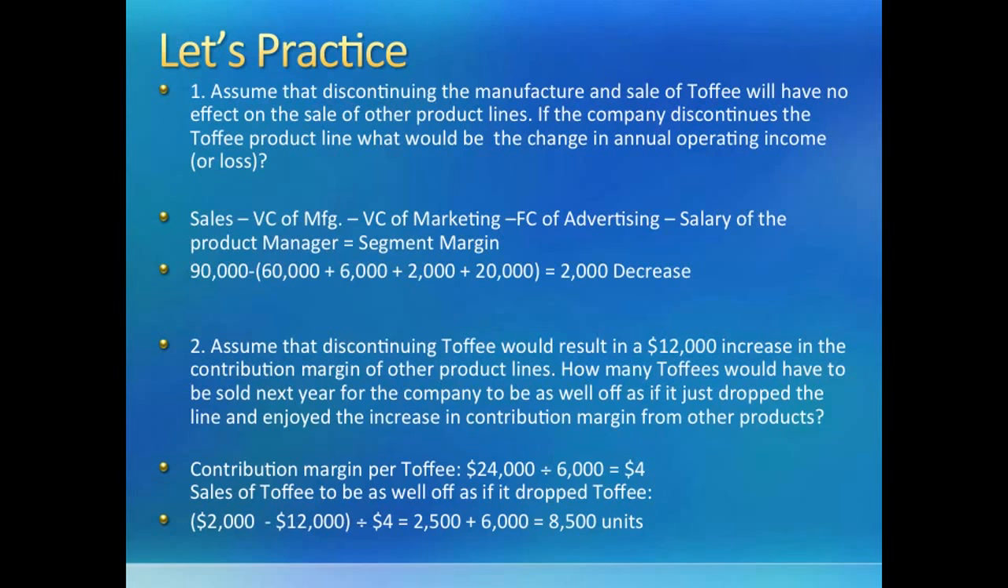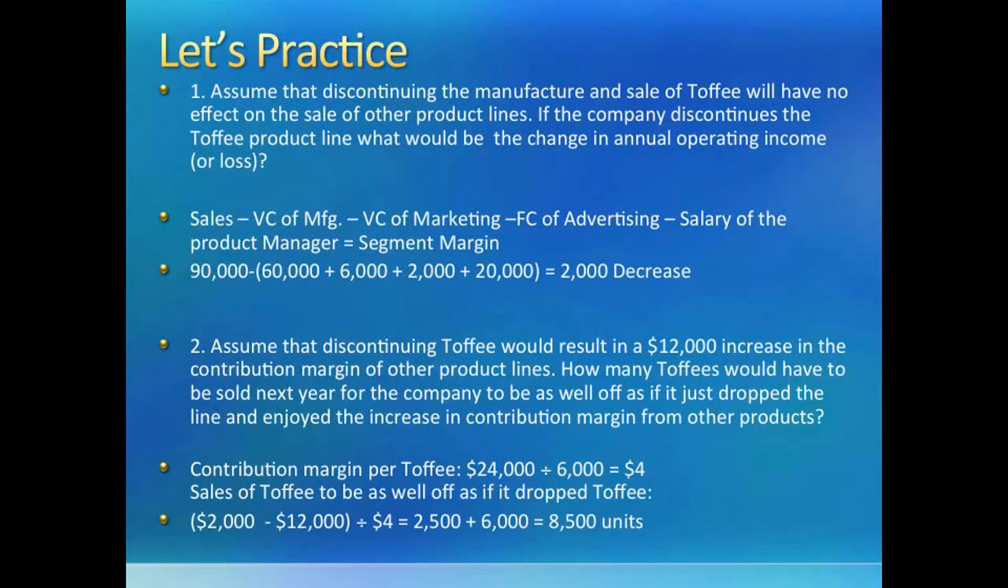So let us list all the revenues and costs that will go away if we drop the product. So sales revenue and all variable costs and all fixed costs of advertising this particular product as well as the salary of the manager will go away. But revenue of $90,000 is higher than the avoidable cost of $88,000, meaning that we will lose the $2,000 contribution margin, or segment margin as we call it, that we are currently earning if we drop the product. So we would be better off keeping the product rather than dropping it.